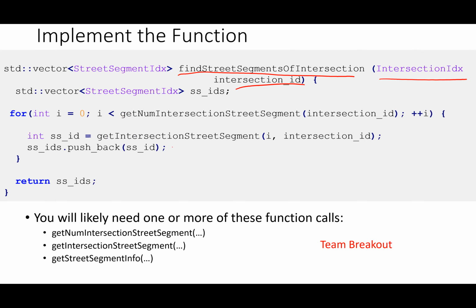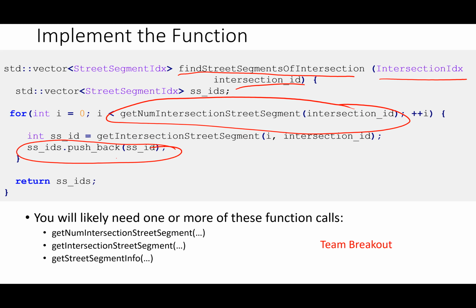So we call this first function, which tells us how many street segments there are. We're going to loop through them all, and we're going to basically push each one of them that we get from this second API call into our vector, and then we're going to return that vector. So it's perfect. So you two come get a chocolate bar, whatever you want. Okay, so well done.